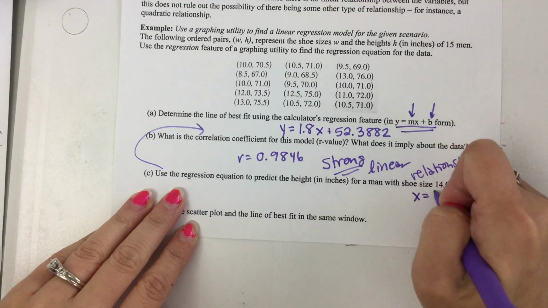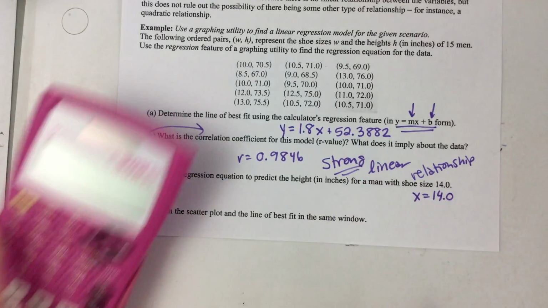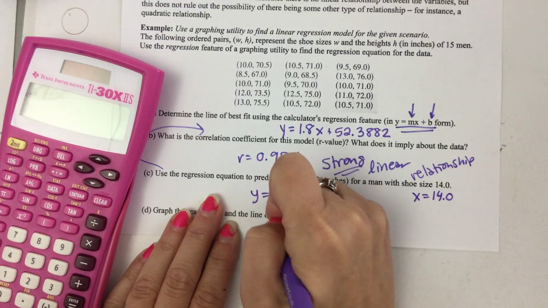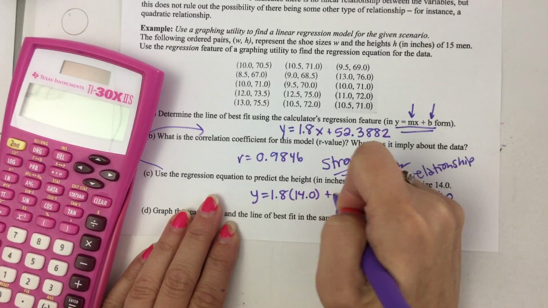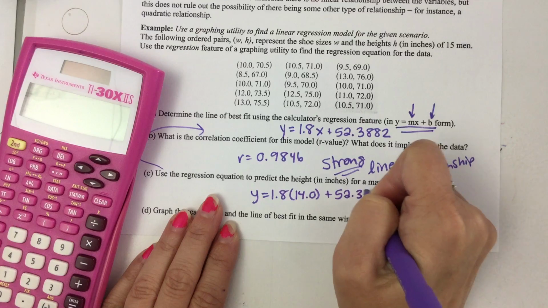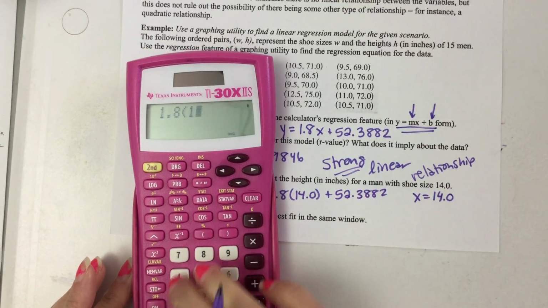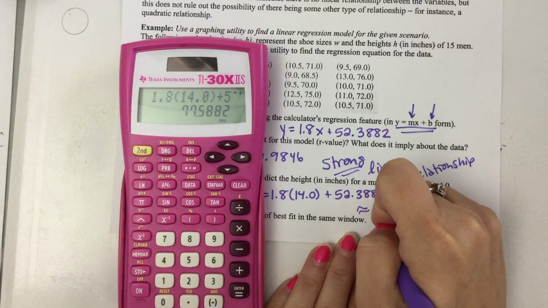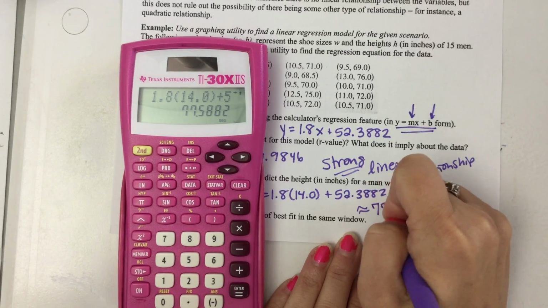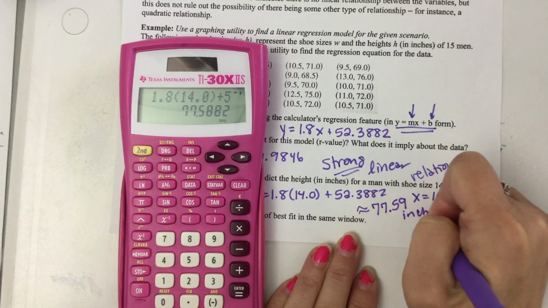If the shoe size is 14.0, remember the shoe size is the X. So Y equals 1.8 times 14.0 plus 52.3882. The prediction would be that the man would be approximately 77.588, so about 77.59 inches.